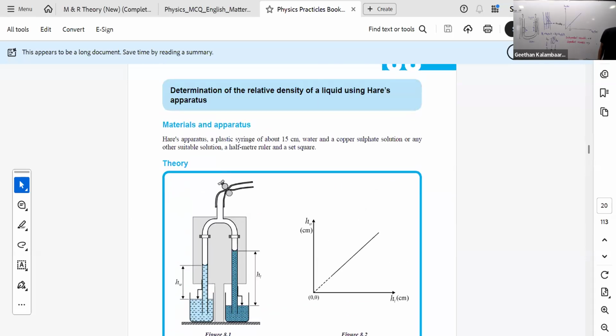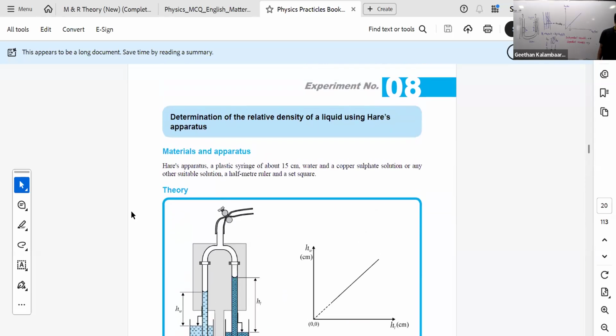Now this device is called the Hare's apparatus. Hare's apparatus. So I'll tell you what the differences are.